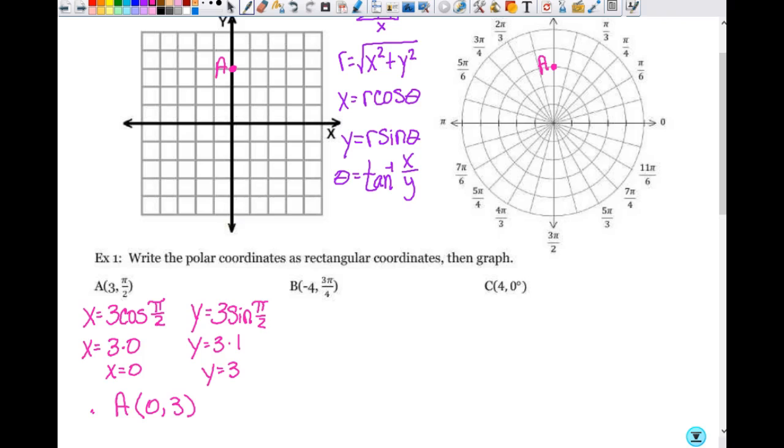Do you see how they are in the exact same position? I even made sure that the grids are the exact same distance apart. So if I could take one and put it right on top of the other, they would be in the exact same spot. Just a different way to get to the same point. Make sense? Okay.